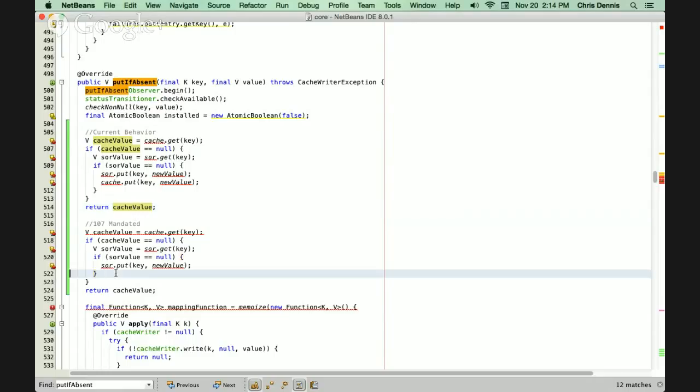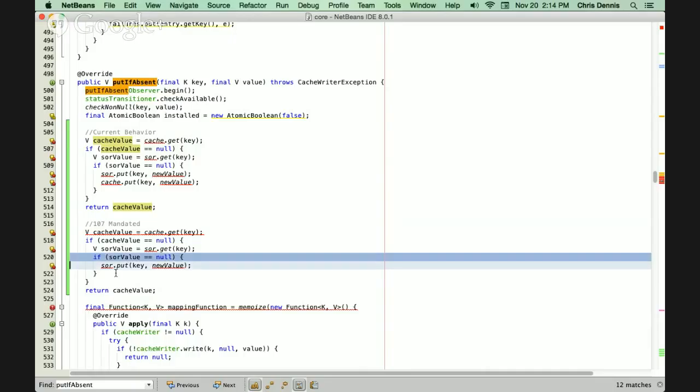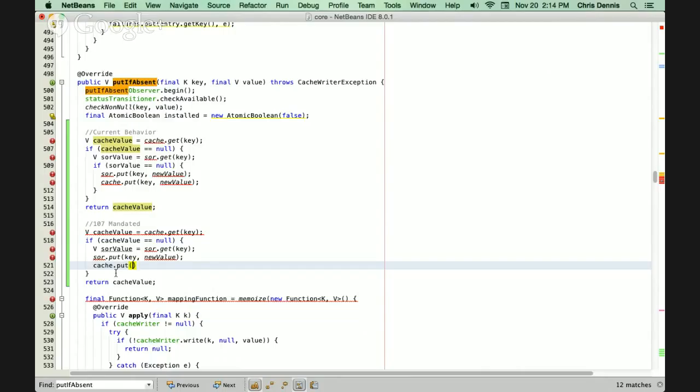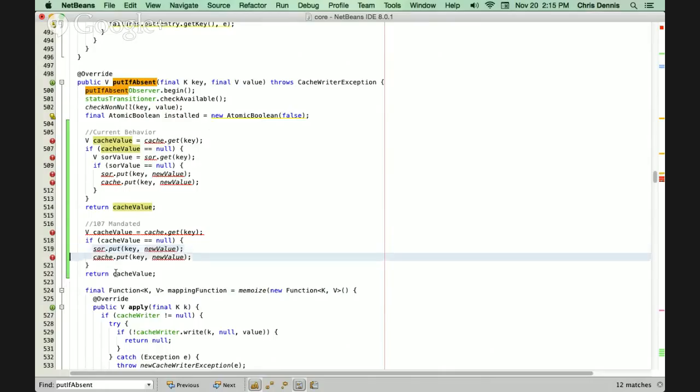Yes, cool. And then of course what 107 mandates is that, which I think is sensible. I mean, well, it's a reasonable contract. There is no ambiguity about what happened. If cache value is null, you know that you put to both the system of record and the cache. If the cache value is not null, you know you didn't. There's no ambiguity like there is in the first version.